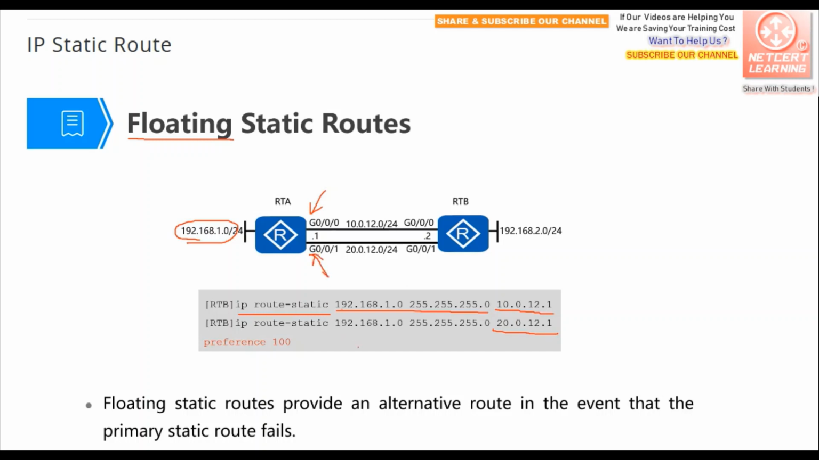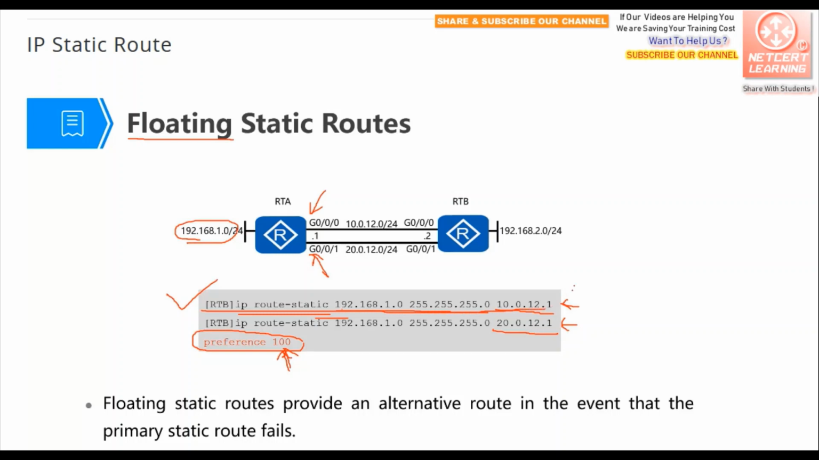The difference between the floating static route and the load balance is that we change the preference of one of these two static routes. The preference is 100. Then we compare these two routes. Who is the best route? First, compare the preference, then this route wins. So when both routes are effective, the first route is put into the routing table, and the second route will not be seen. You cannot see it in the routing table of router B. So when will this route appear? When this route item disappears, meaning this route item.